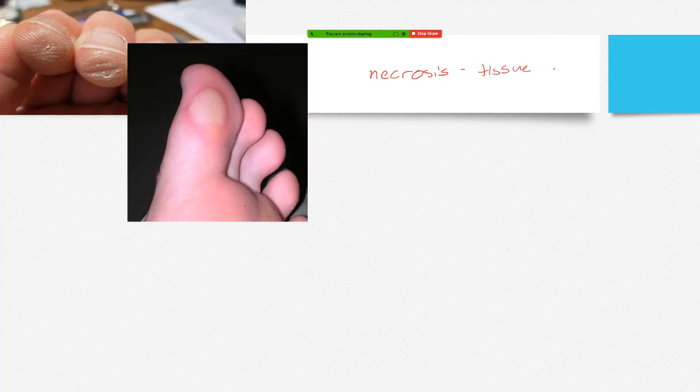Yeah, that was the foot. The heel, yeah, to be more precise.